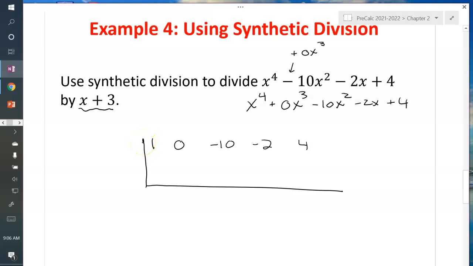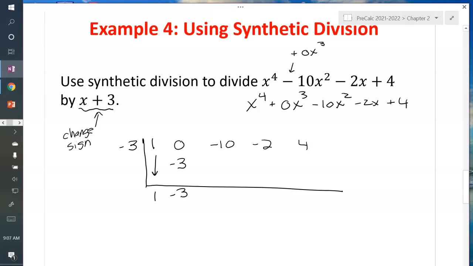The other thing I need to do is change the sign on my x plus 3. So instead of using a plus 3, I'm going to use a negative 3. Just like that. I don't need the x, I'm just going to use the negative 3. Now I'm going to start my synthetic division. Bring your first number down. Now I'm going to multiply. So 1 times negative 3 is negative 3. I put my answer in there. Now I add. 0 plus negative 3 is negative 3.